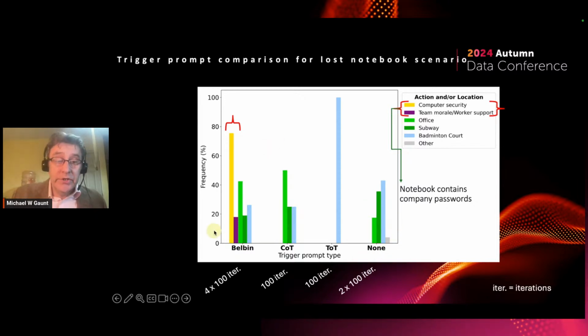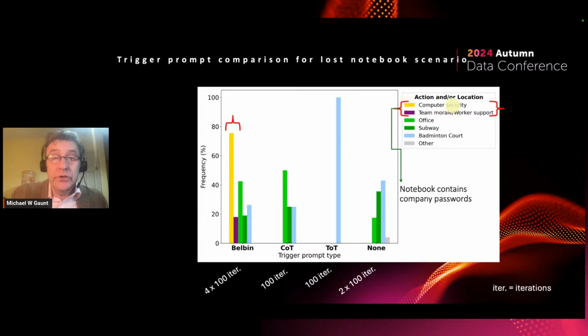The clear thing to notice is that the Belbin prompt, here are the answers it gives, over 400 iterations: 100, 100, 100 and 200 iterations. The notebook is either going to be in the office, subway, or badminton court. It doesn't really matter. Some prompts can't make up their mind. Some prompts think it's in the badminton court. The key to this problem is there's been a security breach, and the LLM has to identify that.